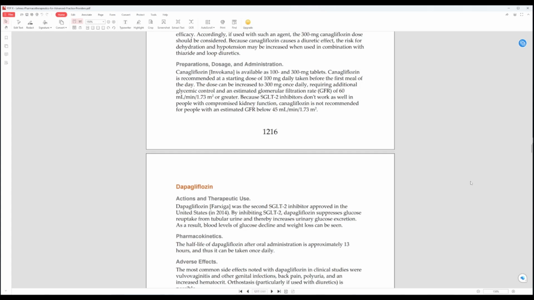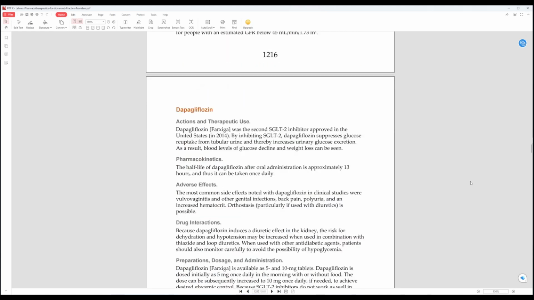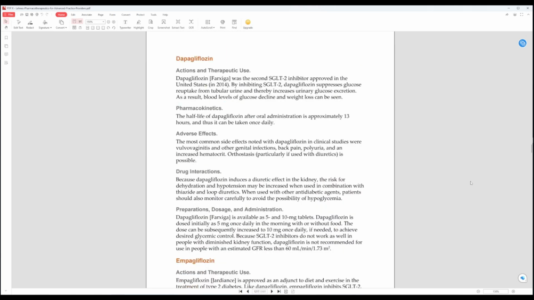Because SGLT2 inhibitors don't work as well in people with compromised kidney function, canagliflozin is not recommended for people with an estimated GFR of 45 or below. That takes us to dapagliflozin. Dapagliflozin, or Farxiga, was the second SGLT2 inhibitor approved in the US in 2014.